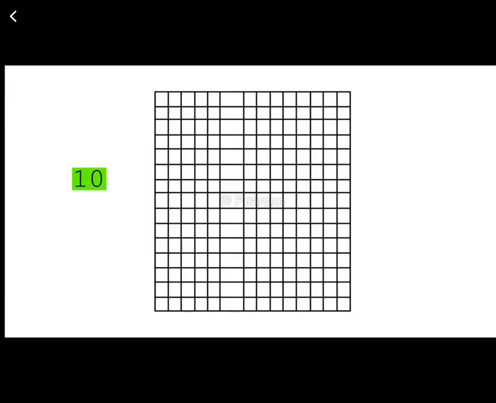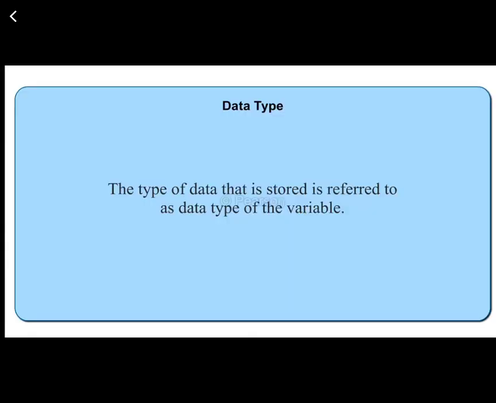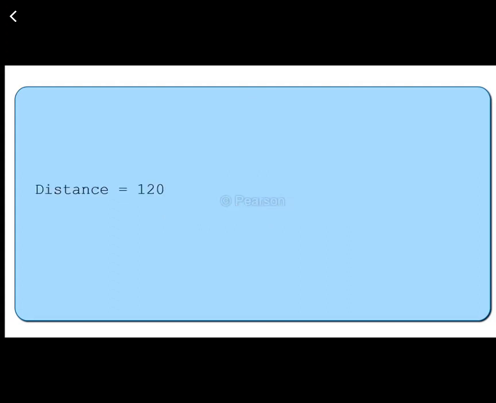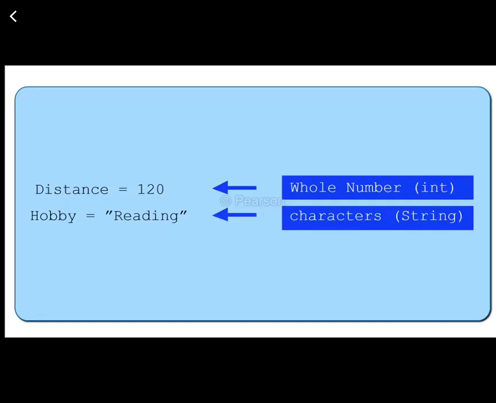When a value is assigned to a variable, it is associated with an identity that points to a memory location where the value is stored and the type of data stored. The type of data that is stored is referred to as the data type of the variable. Let us now learn more about data types. The variable distance stores the value 120, which is a whole number. So, the data type is integer, whereas the variable hobby stores a set of characters. Its data type is string.